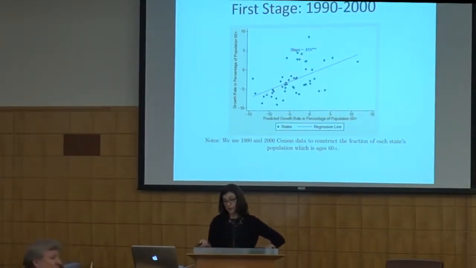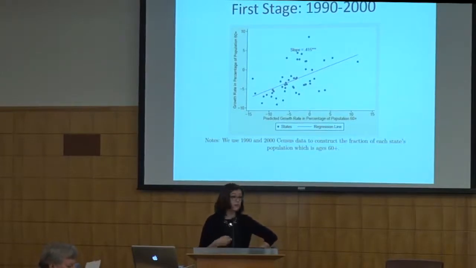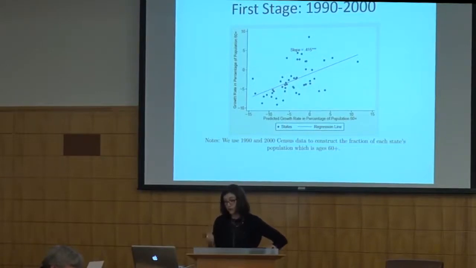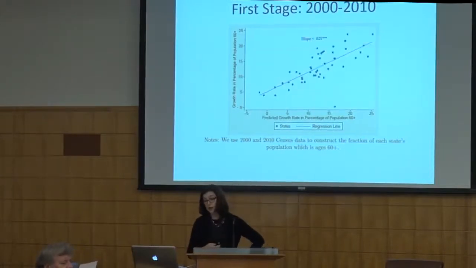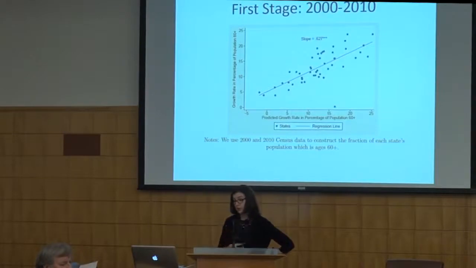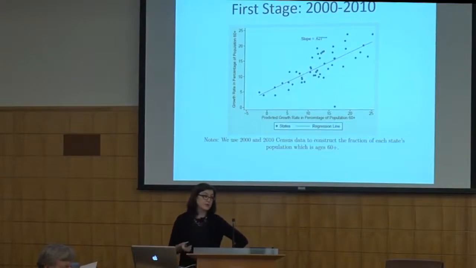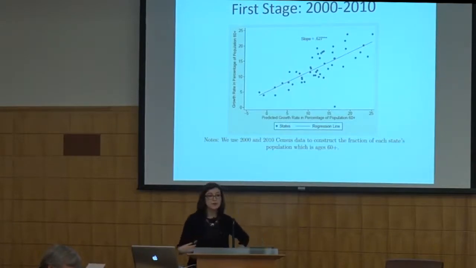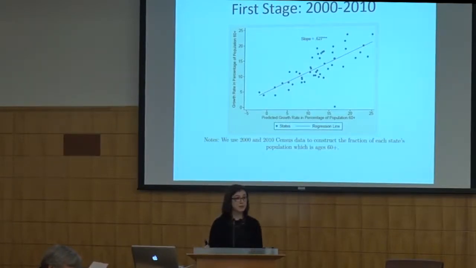Looking at the next decade, 1990 to 2000, the relationship is a little bit attenuated, but still quite strong. A 10% increase in the predicted population results in 4% actual. And same with the first stage relationship for 2000 to 2010. Here we see a little bit of a stronger relationship. I'm going to focus on results where we estimate all decades together, but we want to unpack for you what these relationships look like in the decadal changes.